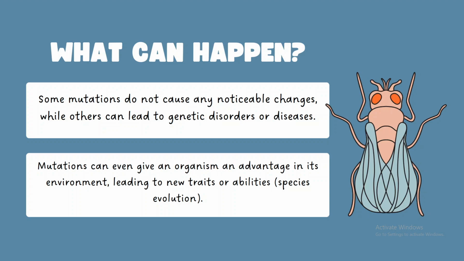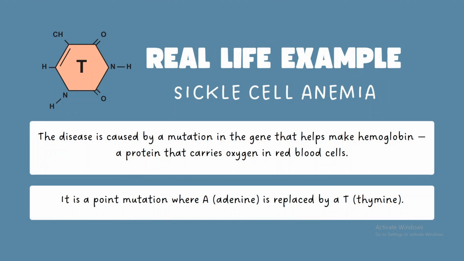Overall, genetic mutation can have a wide range of effects on organisms. We can take a real life example of genetic mutation, like sickle cell anemia. The disease is caused by a mutation in the gene that helps make hemoglobin, a protein that carries oxygen in red blood cells. It is a point mutation where adenine is replaced by thymine.